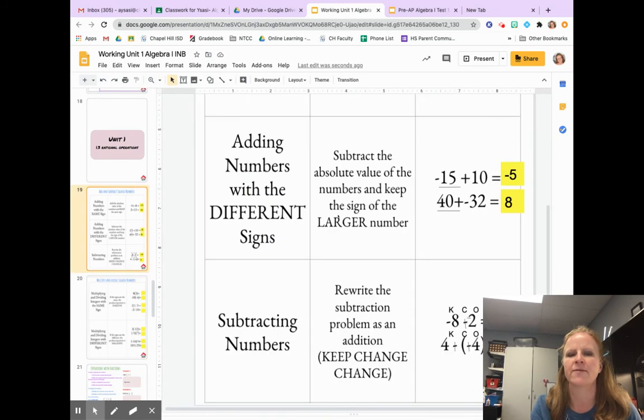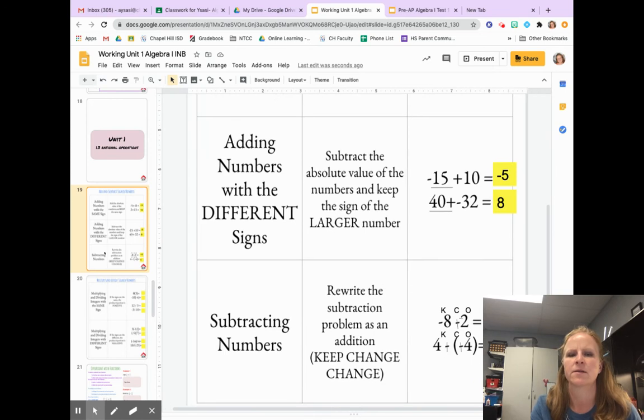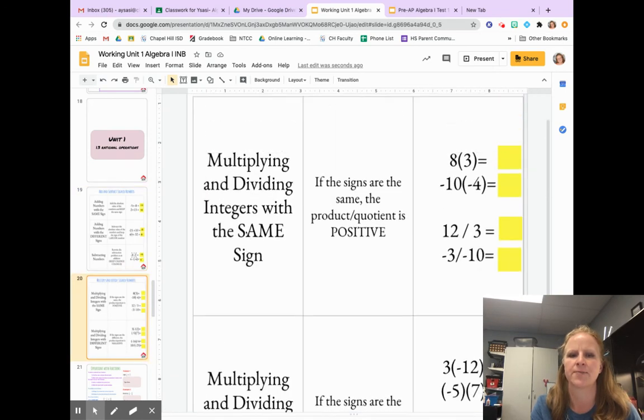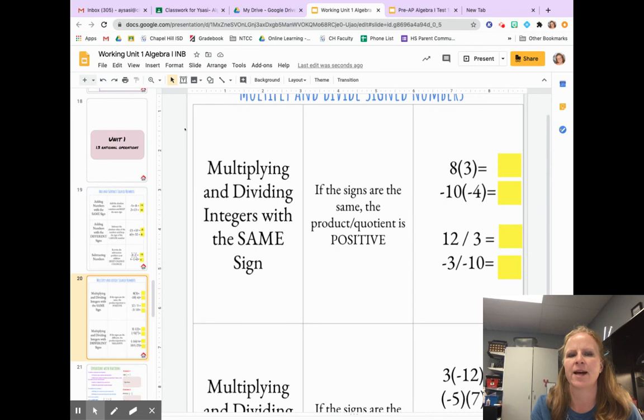So multiplying and dividing, I went to the wrong slide, with the same sign. I'm going to underline "same sign." So let's go to insert a line, click on line, underline "same." Multiply and divide integers with the same sign.